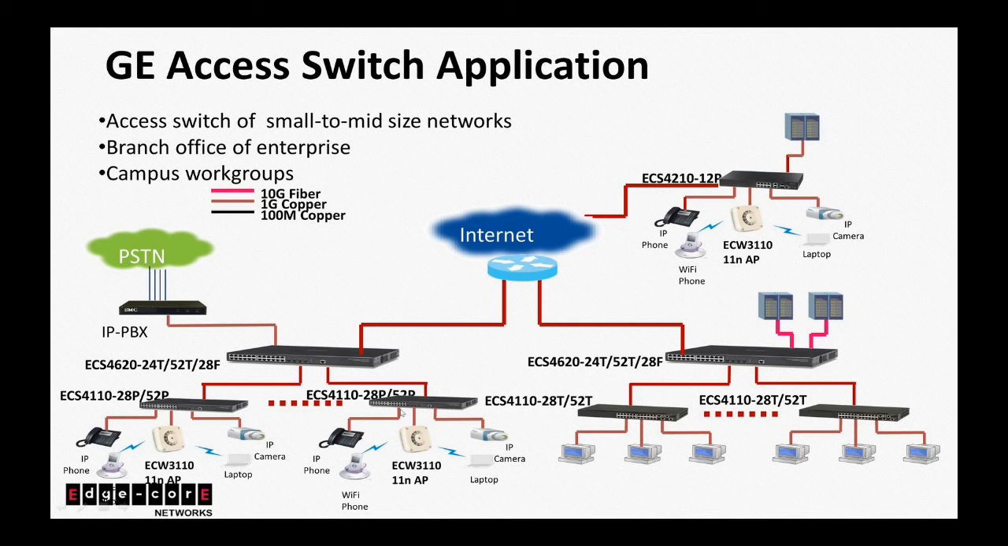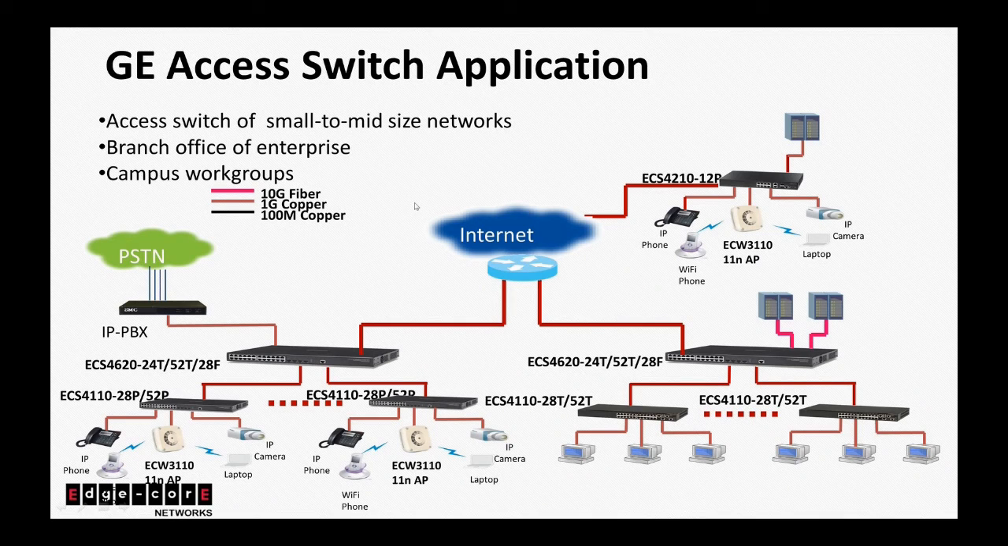And besides the access switch, the gigabit access switch with gigabit uplink, then you can use our gigabit layer 3 switch. So we have the layer 3 switch. 46 means gigabit layer 3 switch, 24 port, 28 port, 52 port. And we also have a model with fiber. So this is a typical application. With these switches, you can deploy the switches as an access switch for the small to medium sized network, branch office of the enterprise, and also the campus work group.